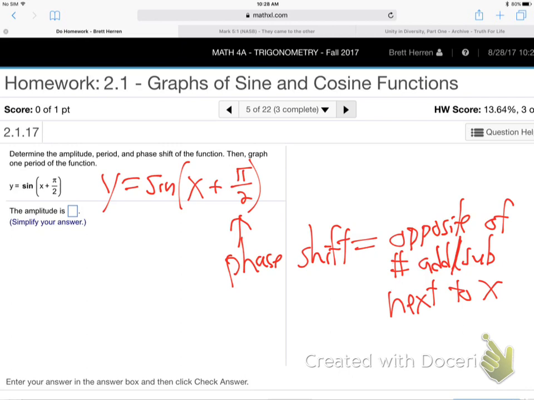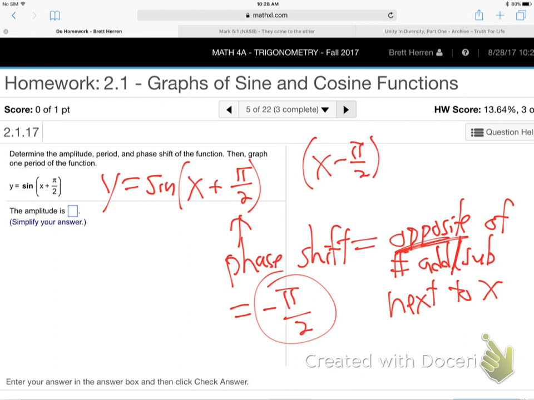with the period thing? That number's not times the x. It's added or subtracted with the x. That's the difference. If you have a number multiplied by the x, that changes the period, the width of one cycle. If you have a number added or subtracted, that's just going to shift the graph. It's going to move it. The opposite. So the phase shift is going to be negative pi over 2. It's opposite. Everybody see the opposite there? So if they gave me x minus pi over 2, then the phase shift would be positive pi over 2. It's the opposite sign.